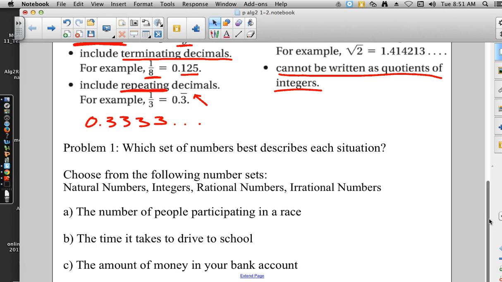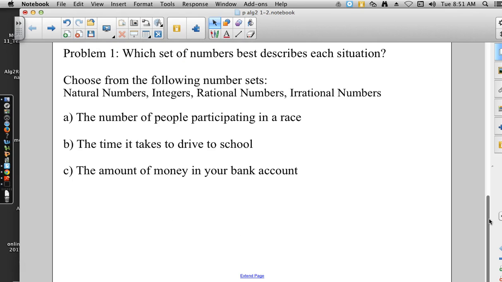So A says the number of people participating in a race. So if you think about that for a minute, you think, okay, if I'm going to figure out how many people are participating in the race, I'm going to count. I'm going to say 1, 2, 3, 4 and count them. And those are the numbers that it is just natural to start counting with. So that would be the natural numbers.